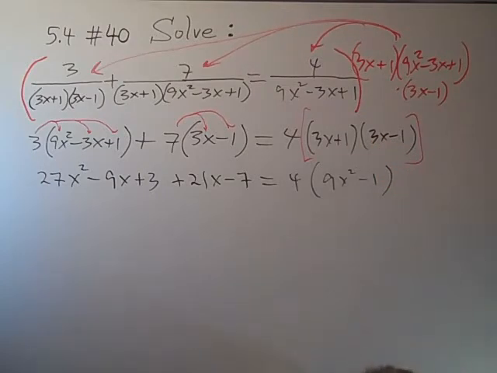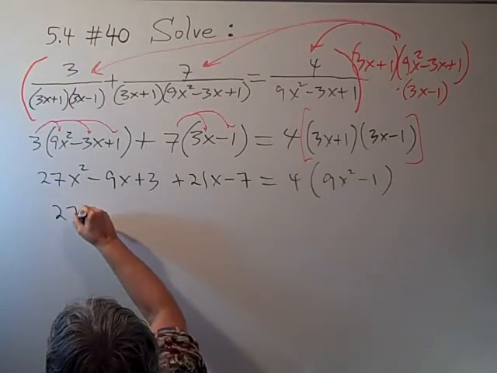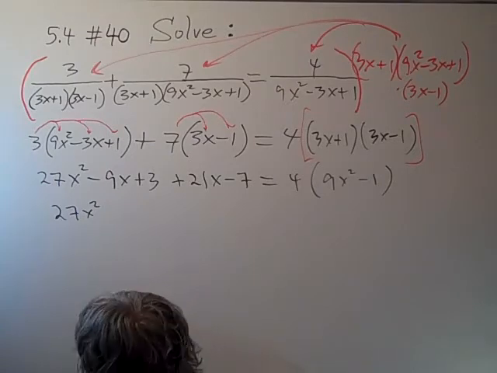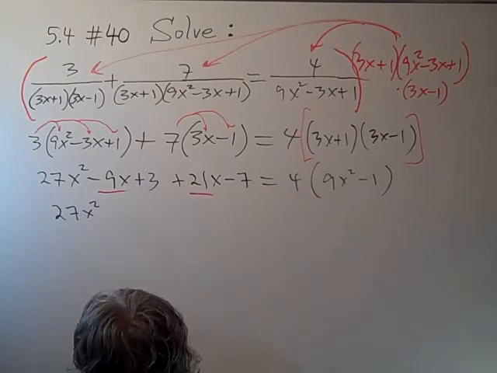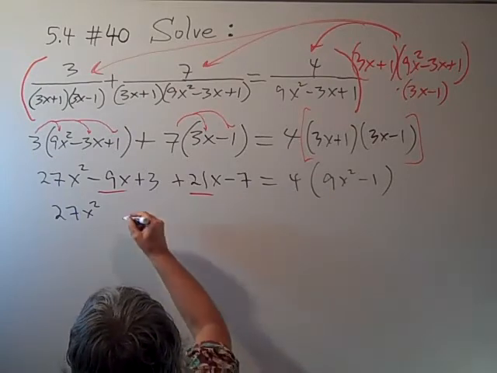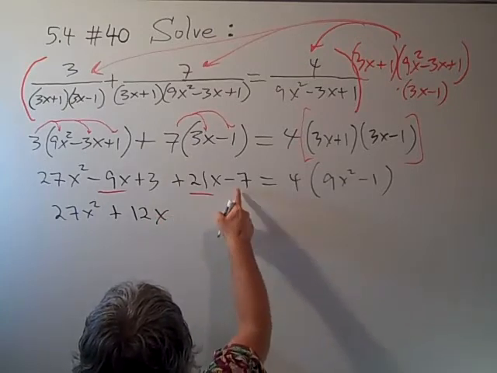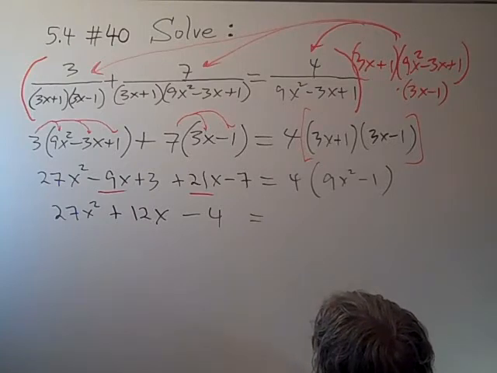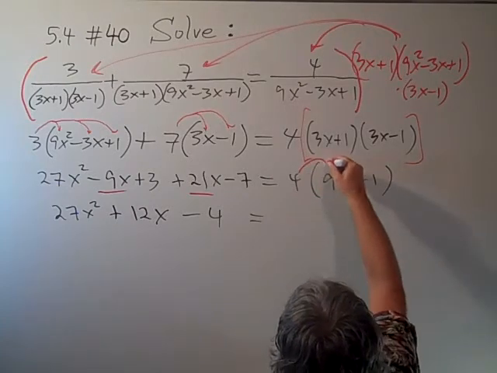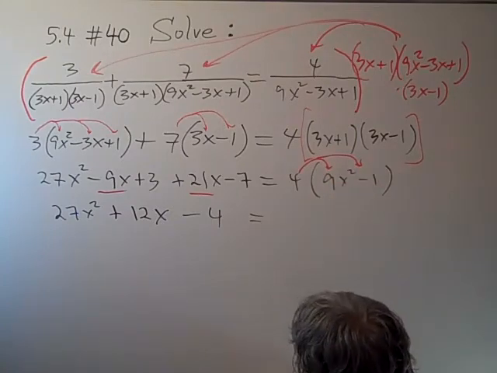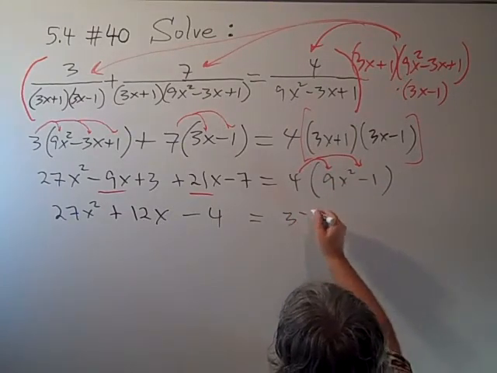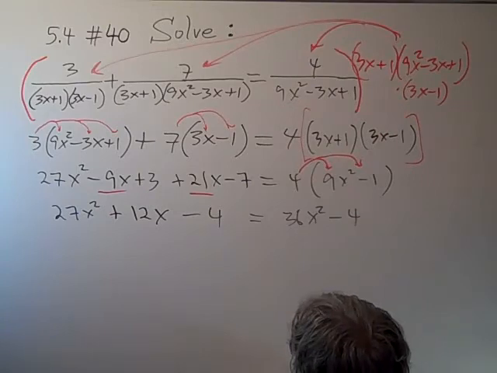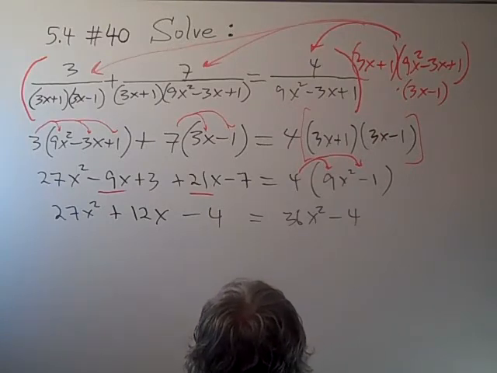Okay, now combining like terms. Let's see, we have 27x squared. Then we have a minus 9x and a plus 21x. So that's plus 12x. And then minus 7 plus 3 is minus 4. And on the right side, the 4 distributes. So we have 36x squared minus 4.